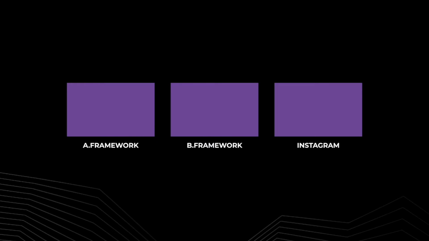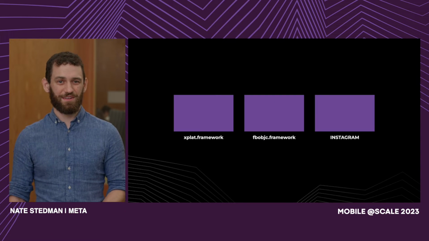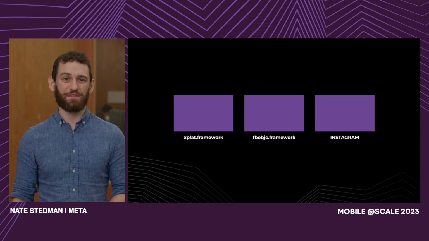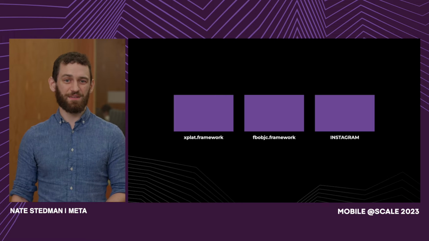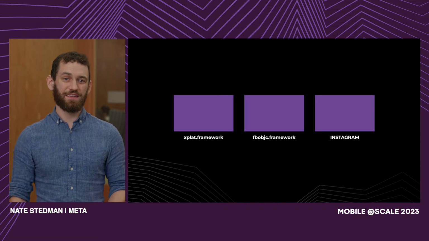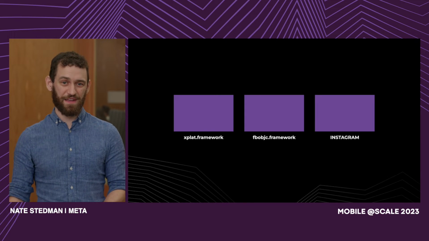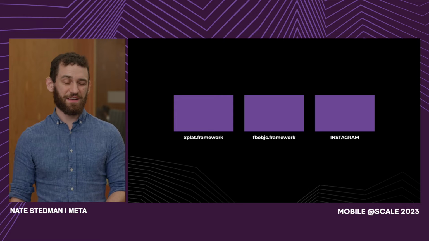So taking this a.framework and b.framework idea, we turn that into frameworks for the xplat and fbobc directories. Most of the Instagram code stayed in the main binary. Code added to xplat or fbobc libraries was automatically added to the appropriate framework. We then added dependency rules to prevent dependencies on fbobc from xplat and on Instagram from fbobc. So if a violation was introduced, the build would instantly fail locally. This gave engineers immediate feedback when their change would not be allowed.